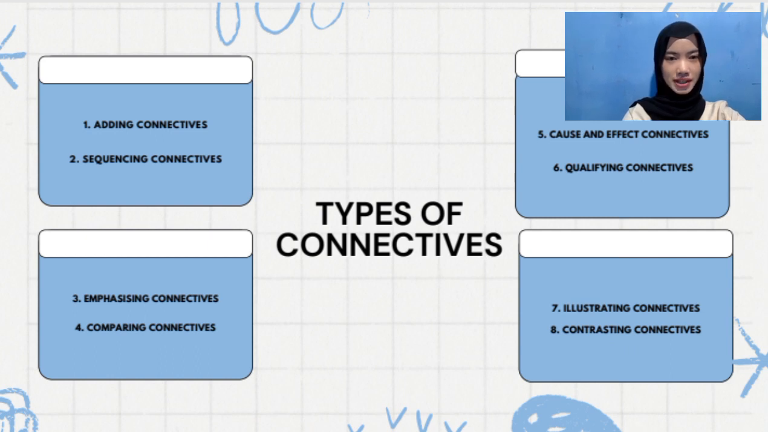And the last one is contrasting connectives. These are used when you have two ideas in your sentence that do not agree with each other, like instead of, otherwise, unlike, and alternatively.